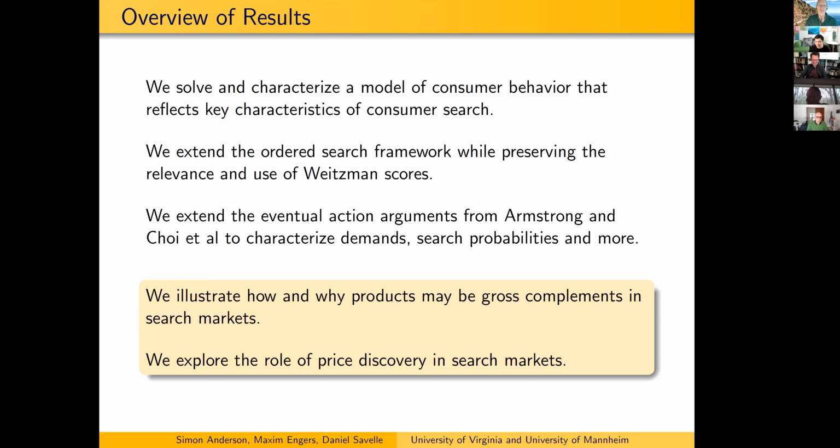And then the key is that we're going to explore the role of price discovery, but not in an equilibrium sense in this presentation, more just when is a price discovered and how does that affect the structure of demand?